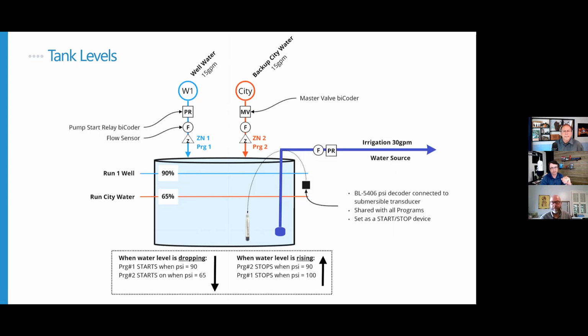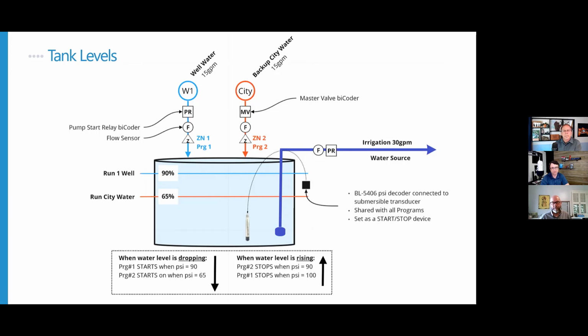If the demands of the irrigation system continue to outpace well number 1, and the tank continues to draw down, when it hits 65%, then the city water is activated to make sure that the water going into the tank is more than the water going to the irrigation system, but it's on a priority level so that we're always using well water before the city water. And this entire setup is all managed by the 3200 controller.